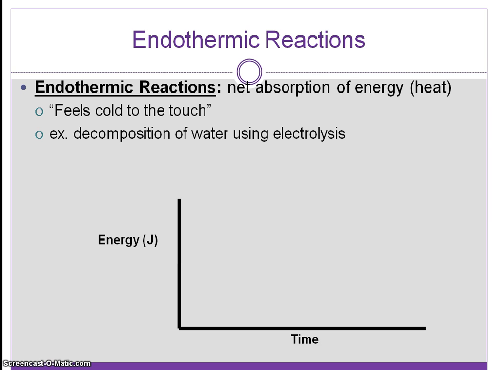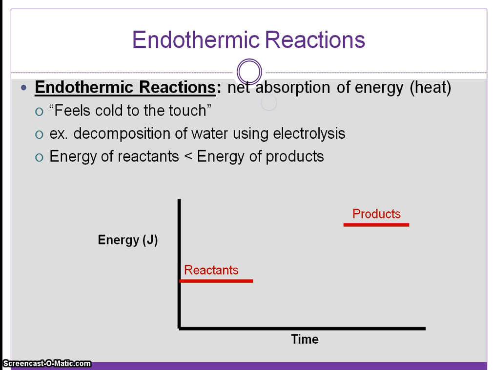And in terms of the graph, since you're gaining energy, the reactants are going to start at one energy level. And since they're gaining it, they're going to go up. So your products are going to be higher than your reactants, or have a greater amount of energy. So it's going to look more like this, where you start low and end high.